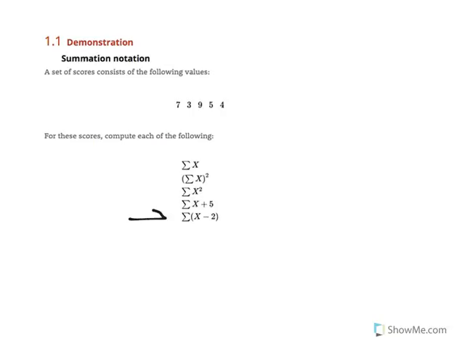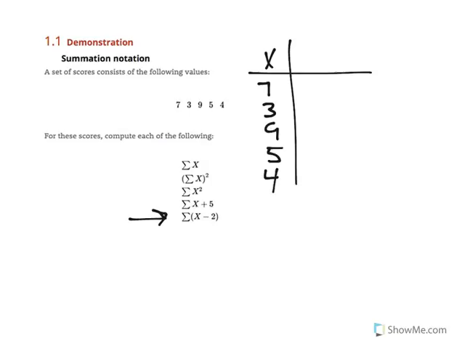And finally, we have the sum of x minus 2. Again, order of operations says we're going to attend to what's in the parentheses first, and then the addition next. So let's set up our table, our x values. Our x values are equal to 7, 3, 9, 5, and 4. And this column will represent x minus 2.